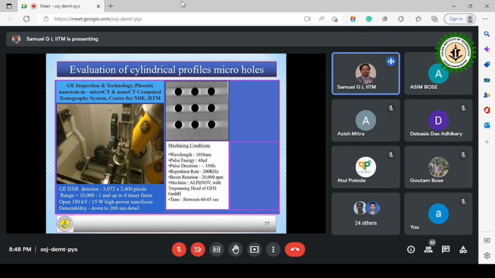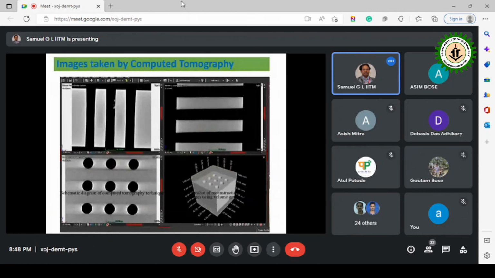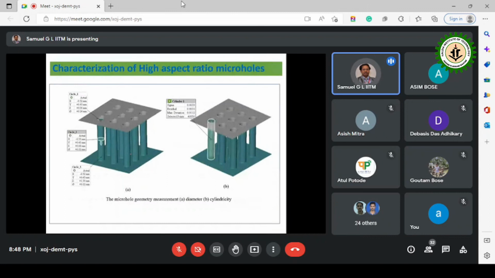And then we have micro CT and nano CT, where we can send X-rays through the holes and get the whole cross section without damaging them. We'll be able to see the 3D holes. Finally, by using geometric software, we could get the cylindrical part of the holes. This is possible only with CT. With other technologies, we can't get this kind of a cylinder and we can't evaluate the cylindricity.